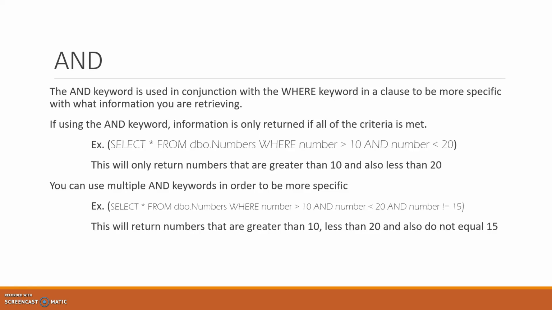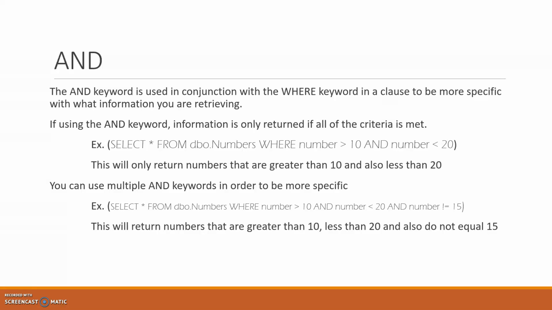Lastly, we have the and keyword. So you use the and keyword alongside the where keyword in a clause. That allows you to be a bit more specific in what information you're retrieving. So if you're using the and keyword, information is only returned if it meets all of the criteria. So in my example, I have select all from dbo.numbers where number is greater than 10 and number is less than 20. So it's going to return all numbers that are greater than 10 and also less than 20.